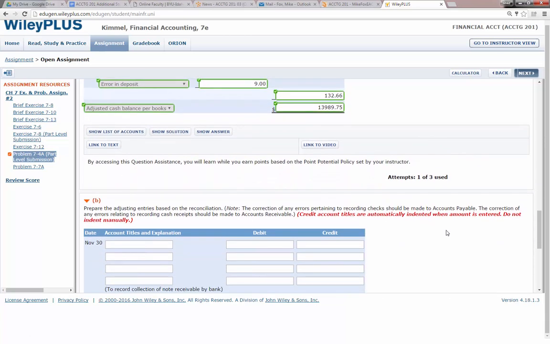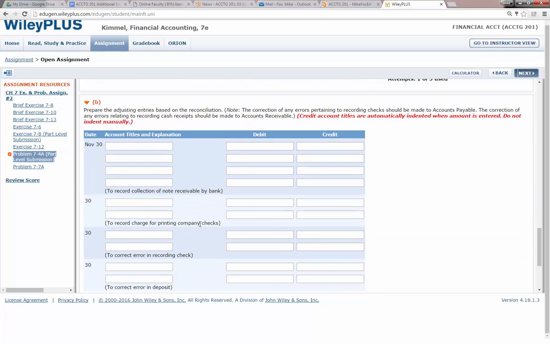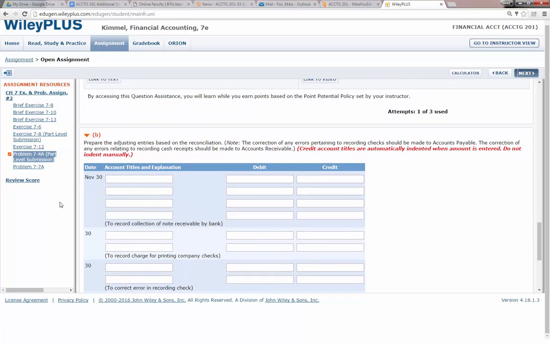So the second part says, prepare the adjusting entries based on the reconciliation. Note, the correction of any errors pertaining to recording checks should be made to accounts payable. The correction of any errors relating to recording cash receipts should be made to accounts receivable. All right. So on November 30th, it'll all be dated November 30th. So this will be to record the collection of the note receivable by the bank.